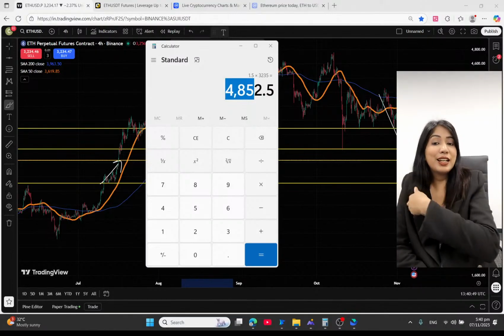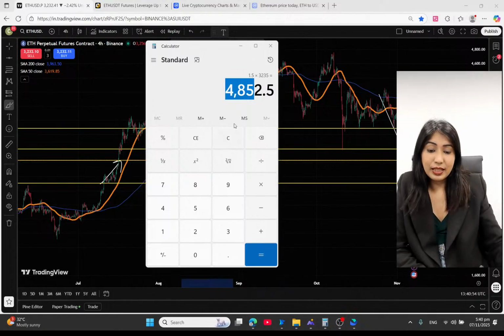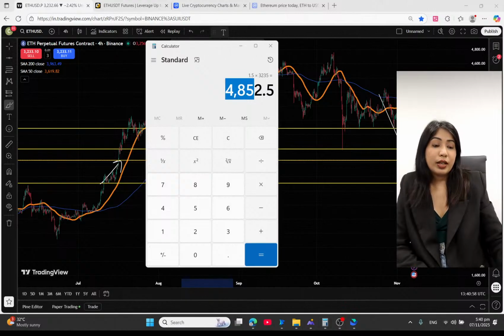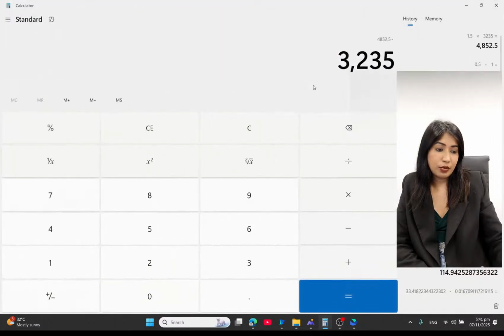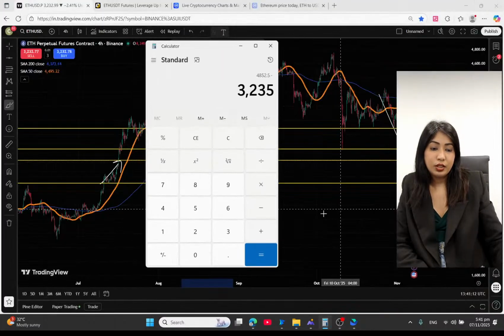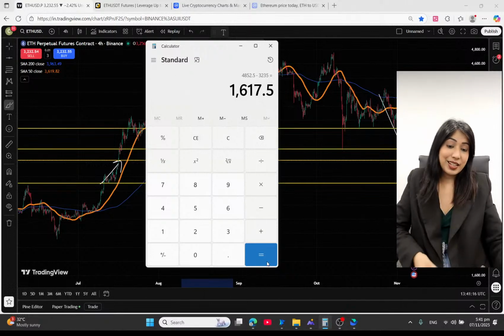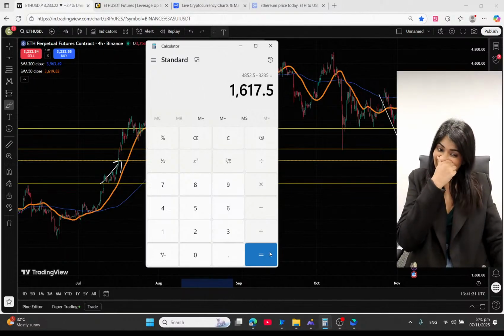Keeping all those conditions, do you think you can hold your trade for 6 days? Because you have the capacity to hold your trade till price reaches 4852. So 4852 means we took a position at 3235, right? Yeah, 3235. So we are talking about almost a $1,617 move.